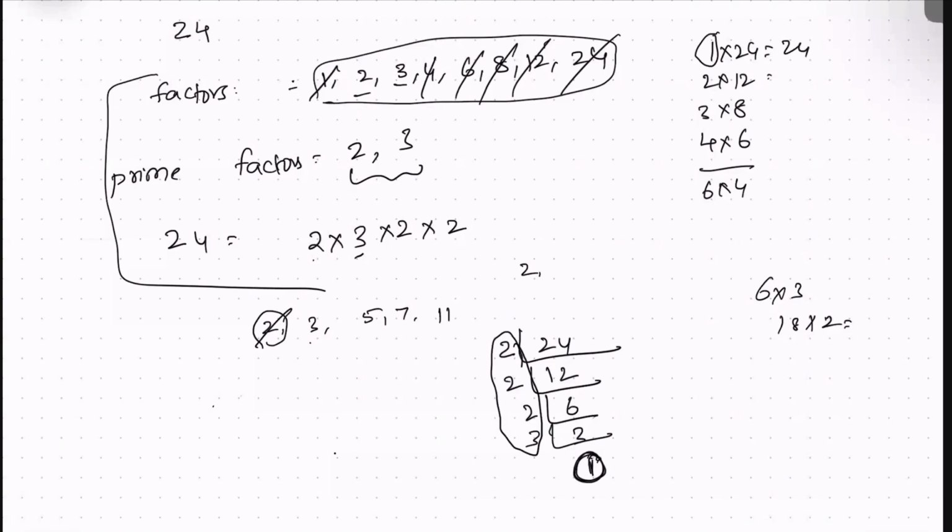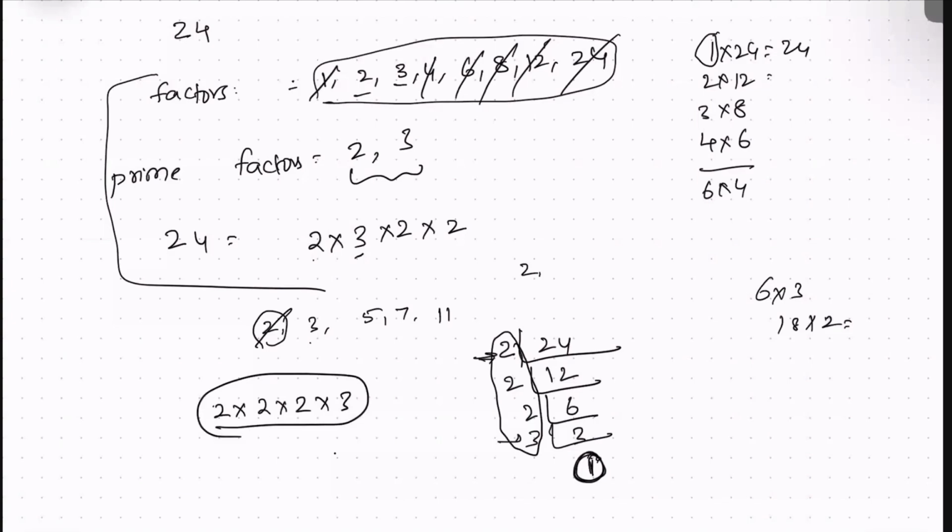Though it is repeated, it's the prime factor. 2 is a prime factor of 24, 3 is a prime factor of 24, right? And you see the 2 is used 3 times to divide 24. Now if you represent all these numbers with the multiplication sign in between, this is the prime factorization of the 24.